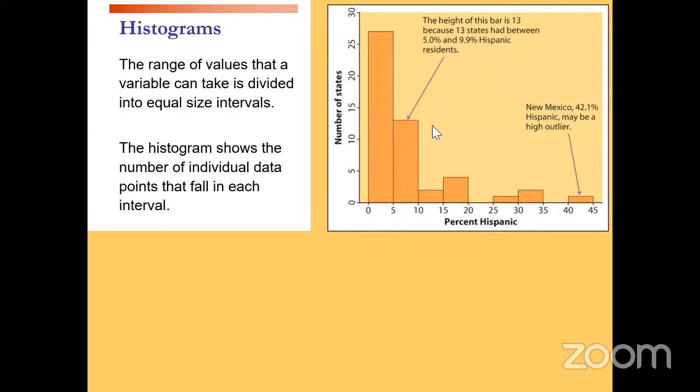You can see here the histogram available in front of you, right? Please make sure that in the histogram, the sizes of the graphs are clear. If you present the data here in the case of a histogram, one thing you may understand is that the histogram bars are side by side, right? So if you talk about this bar, it's given that the height of this bar is 13, because 13 states had between 5% and 9.9% Hispanic residents, right? So this is the representation of the histogram of the number of states and the percent Hispanic.